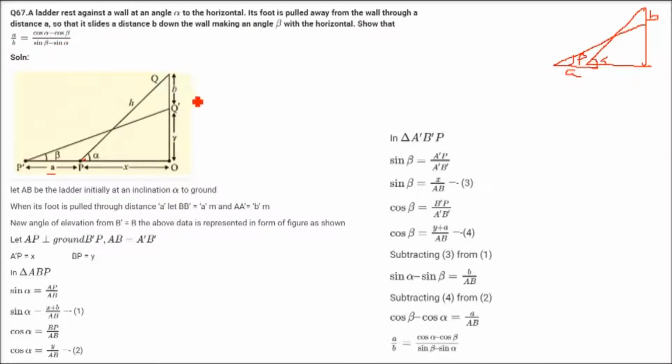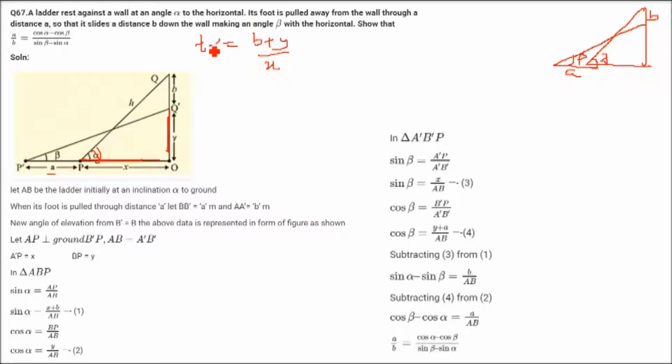So first of all, we'll try to find out sin alpha here. Let us take this as X and this as Y. So what will be tan alpha? Tan alpha will be perpendicular by base. So tan alpha will be equal to (B plus Y) by X. This is our first equation.